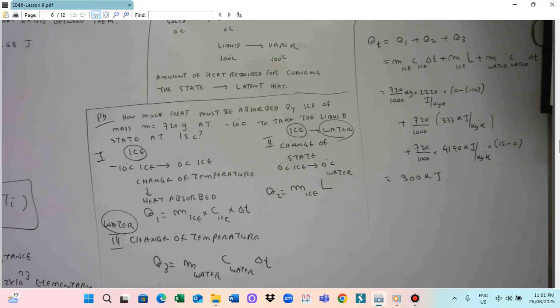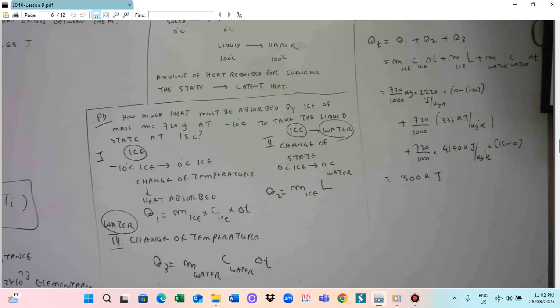Plus, another one is water. So 720 grams of ice becomes 720 grams of water. If you calculate, it is 720 divided by 1,000 kilogram multiplied by C water, which is 4190 kilojoule per kilogram Kelvin, multiplied by delta T. The original temperature is 0 degrees, the final temperature is 15, so 15 minus 0. So we can calculate Q1, Q2, Q3, and by solving this, the heat requirement is about 300 kilojoule.